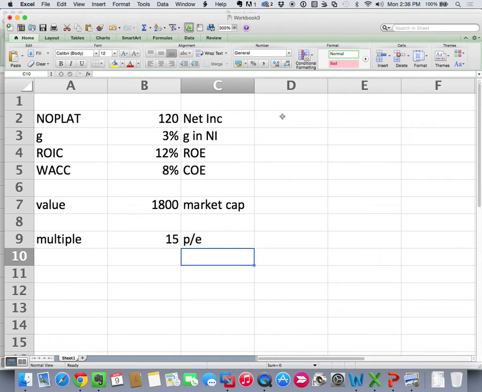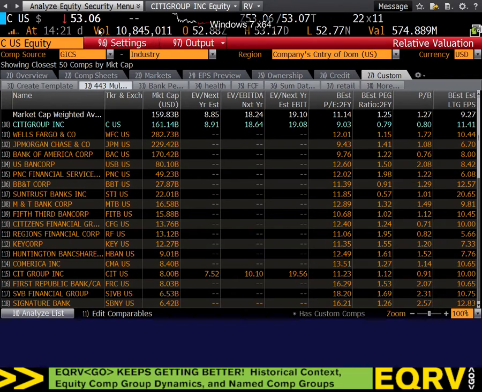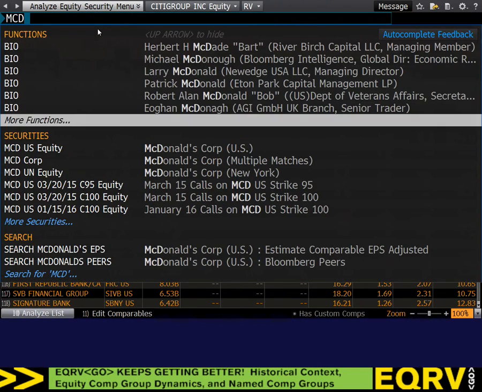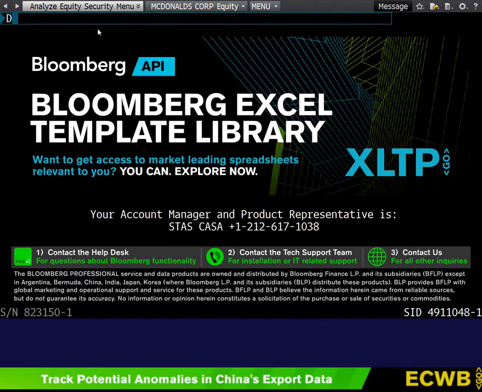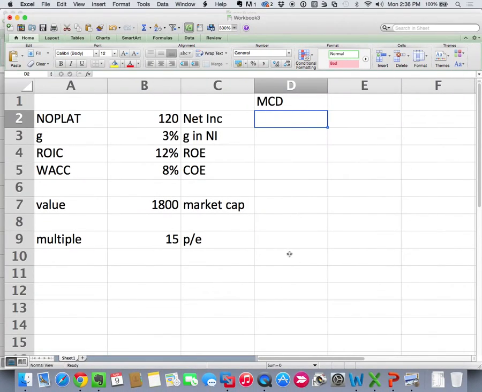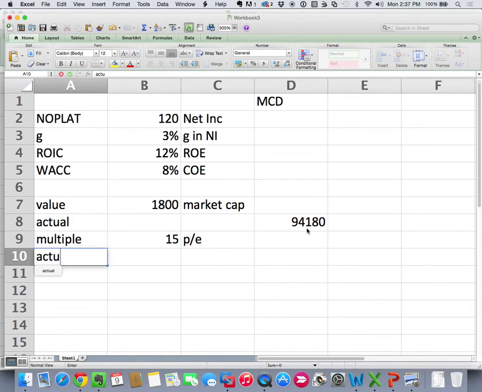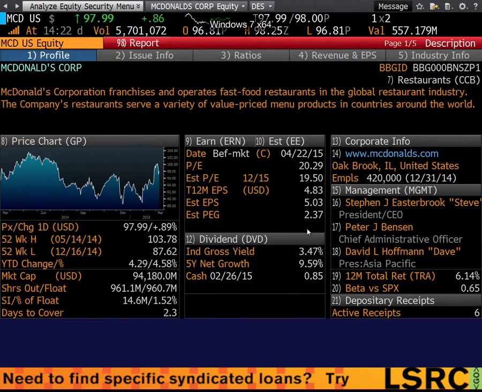So I wanted to look at McDonald's. Let's look at McDonald's, ticker symbol MCD. I'm going to go to McDonald's, and the first thing I'm going to notice is that right now their market cap is $94,180,000,000. So actual 94,180.